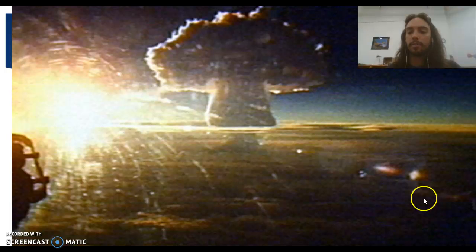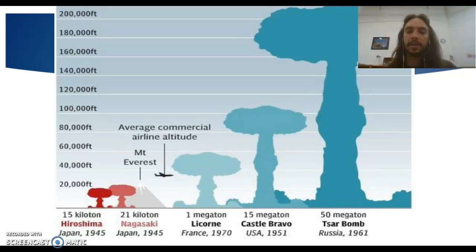And this shockwave went around the world 3 whole times. So this is something we don't want. There's plenty of hydrogen bombs out there as well, so that's something to be a little worried about. And then here you go, the 50 megaton Tsar Bomba. This is how high its plume went.